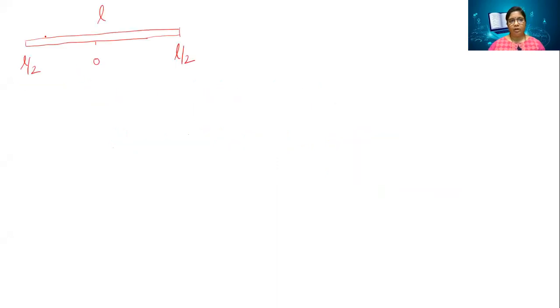So this is my rod of length L. For convenience, I'm taking the center to be 0, this side as minus L by 2 and this side as L by 2. Let me say this rod has a mass M. So the mass per unit length of the rod, which I am going to call m, is equal to M by L. That is the first point.